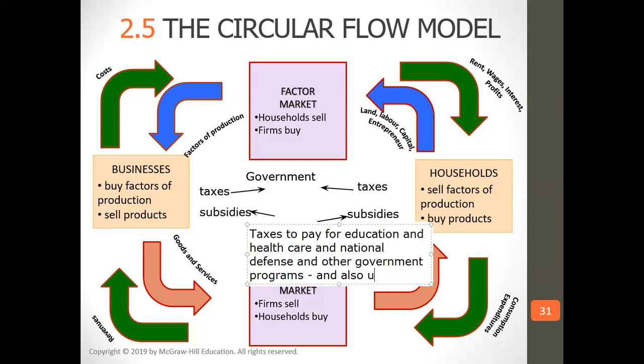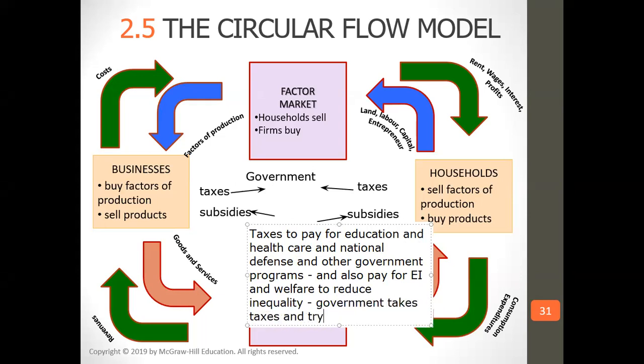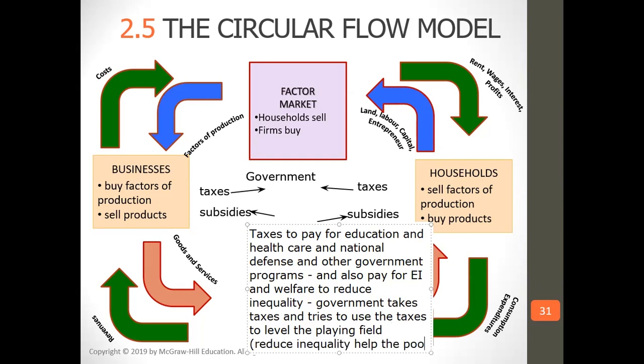And also pay for EI and welfare to reduce inequality. So a big part of what the government does is takes taxes and tries to use the taxes to level the playing field, reduce inequality, help the poor. They try to, but they're not very successful in that because there's a lot of people in poverty. So that's a big thing.